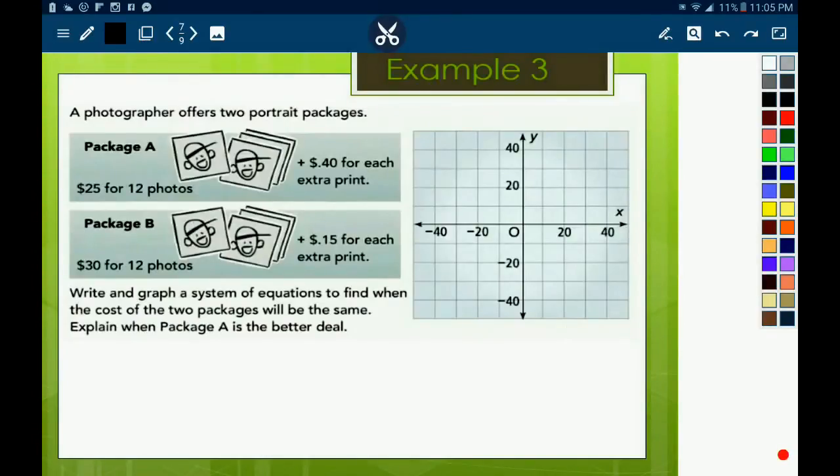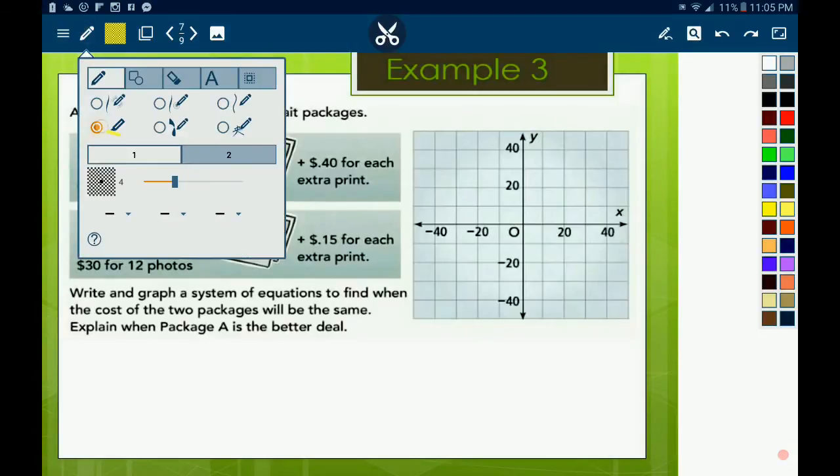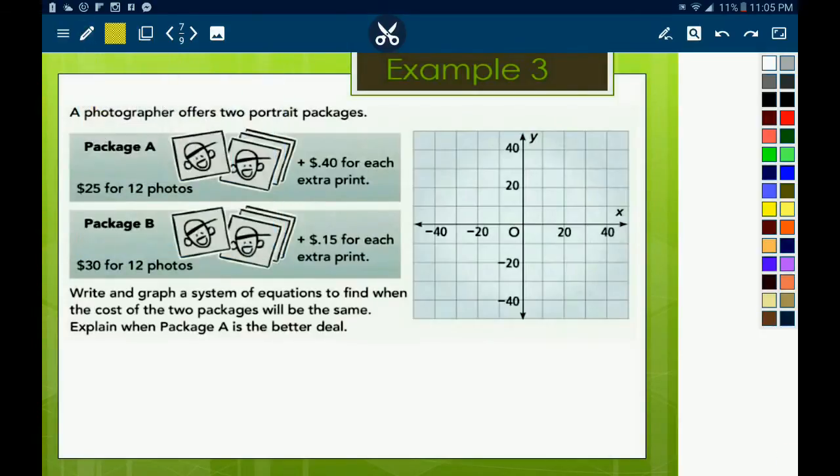So this last example is a real-life application for why we construct and solve systems. So we have a photographer offers 2 portrait packages. The first package is $25 for 12 photos. I should get my highlighter out so I can highlight these major numbers here. $25 for 12 photos. And the second package is $30 for 12 photos.